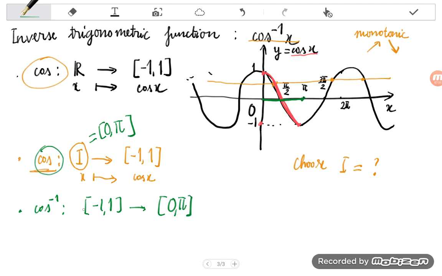Now you can see that the closed interval -1 to 1 is the domain of cos -1, and 0 to pi is the range of cos -1, the inverse function of cosine. This function maps each element x in the closed interval -1 to 1 to the value of the inverse function of cosine at x, that means cosine to the power -1 of x.